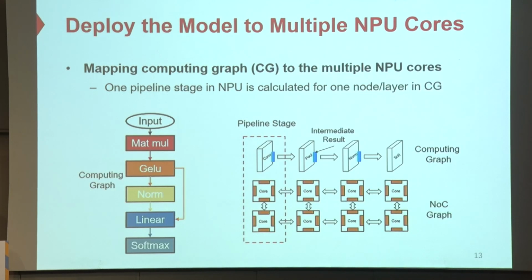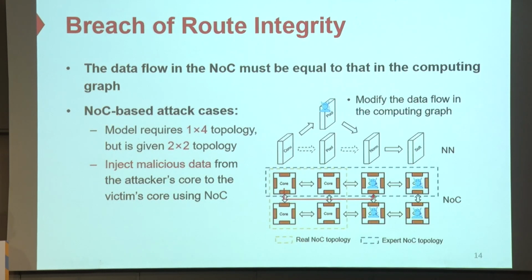To deploy the ML workload to the NPU, we need to map the computing graph to the multiple NPU cores. We separate the NPU cores into multiple pipeline stages. Each pipeline stage is responsible for 1 layer in the computing graph. However, attackers may breach the root integrity of NPU tasks using the NOC network. Root integrity means the data flow in the NOC must be equal to that in the computing graph.